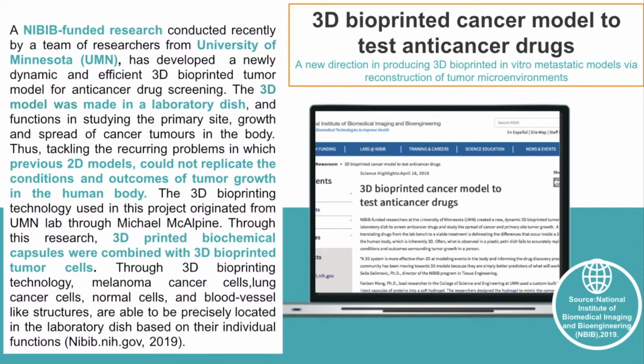The 3D bioprinting technology used in the project originated from the UMN lab of Michael McAlpine. Through this research, 3D bioprinted biochemical capsules were combined with 3D bioprinted tumor cells. Through 3D bioprinting technology, melanoma cancer cells, lung cancer cells, normal cells, and blood vessel-like structures are able to be precisely located in the laboratory dish based on their individual functions.